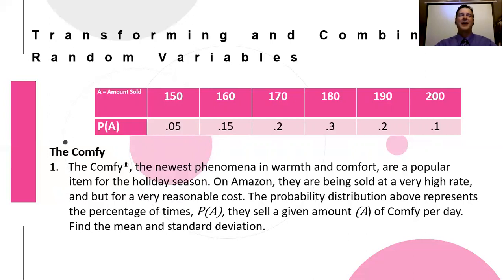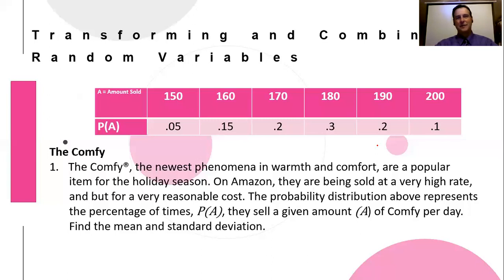They've sold lots and lots of them, and the organization is doing very well. They're also being sold on Amazon, and Amazon loves this product, and they can sell these at a very high rate, but for a very reasonable cost. Above this paragraph, you'll see there's a probability distribution for how many they sell per day and the respective probabilities for each of those amounts. So on some days they sell 150, sometimes 160, 170, and so on, and those again are the respective probabilities.